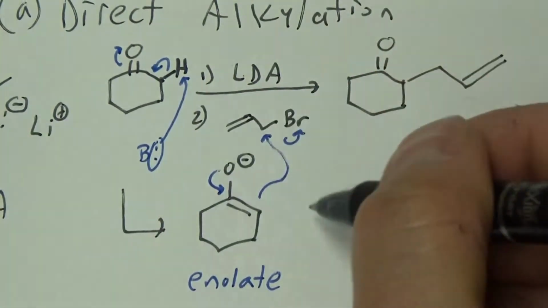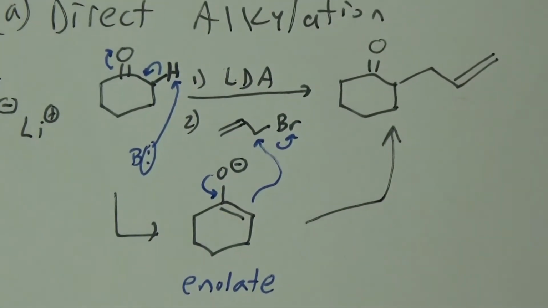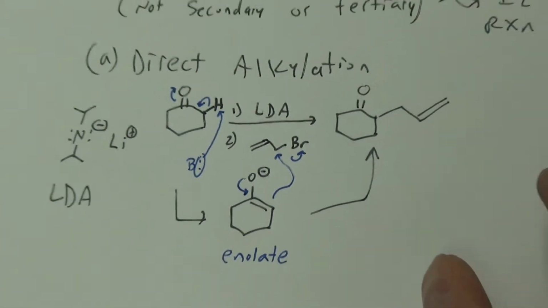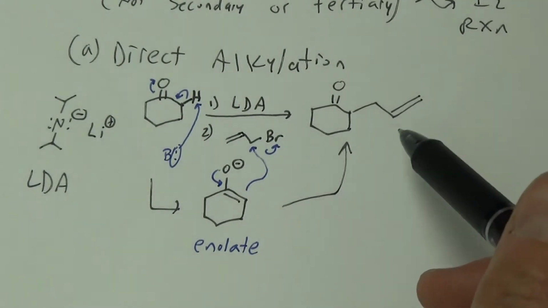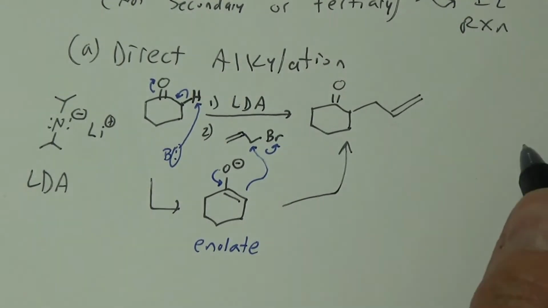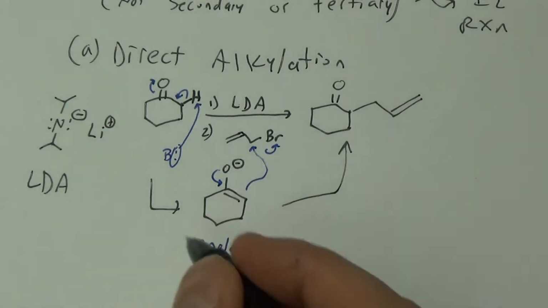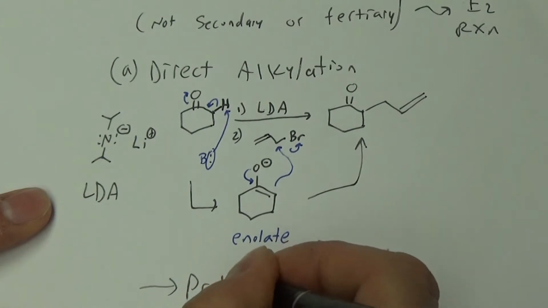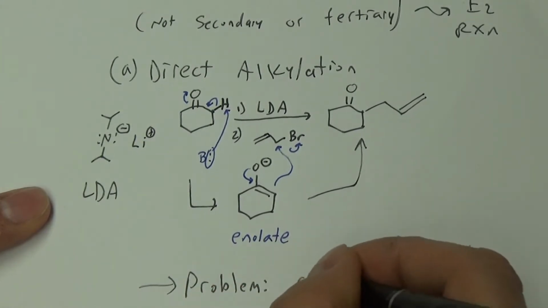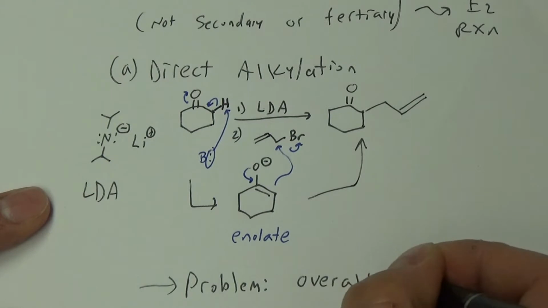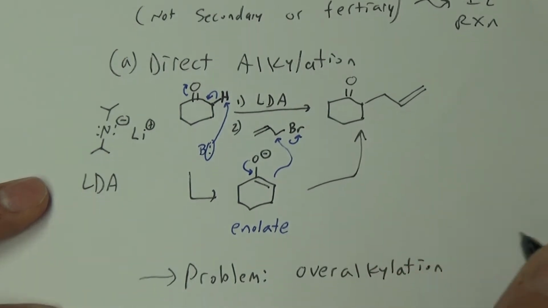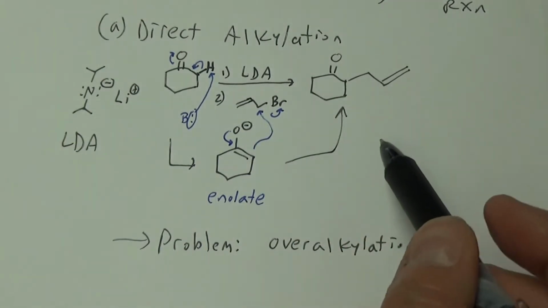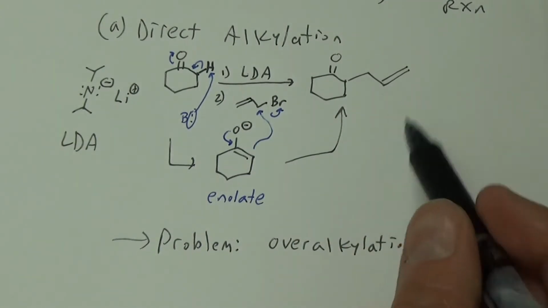So it looks very nice and easy, right? This is a way you can almost take any ketone or aldehyde and attach something next door, like an allyl group or whatever, okay? Alright, so it looks so nice, but there is a problem. The problem is called overalkylation. And that just means, yeah, you might attach one thing, but it may keep going.